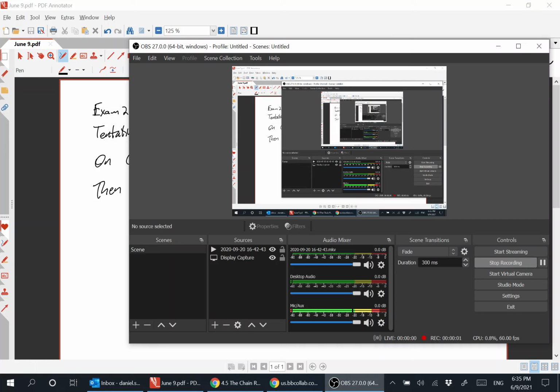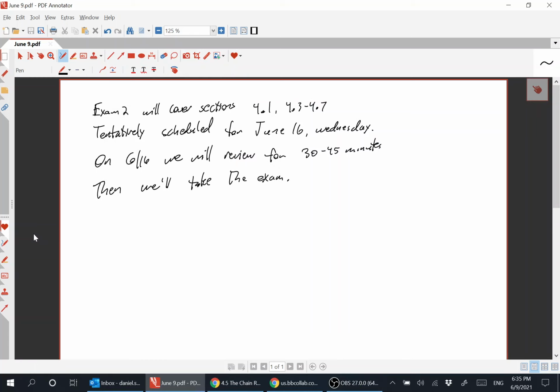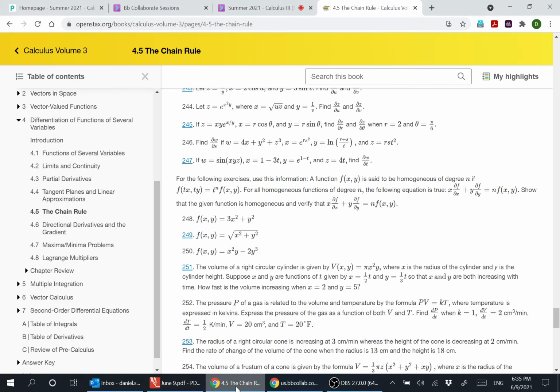So we were on section 2.5, the chain rule, and we left off with... what number did we leave off at? Yeah, this one. So we're at 250. For the following exercises, use this information.